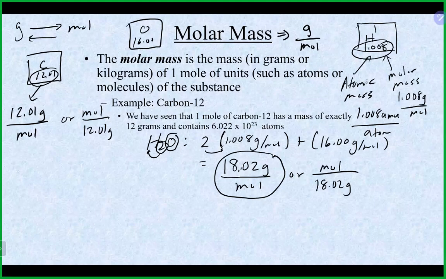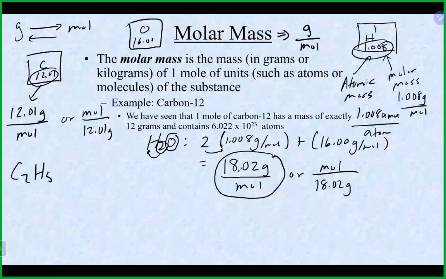So if you had something like C2H5O and we wanted the molar mass, all we're going to do again is just add up all the parts.